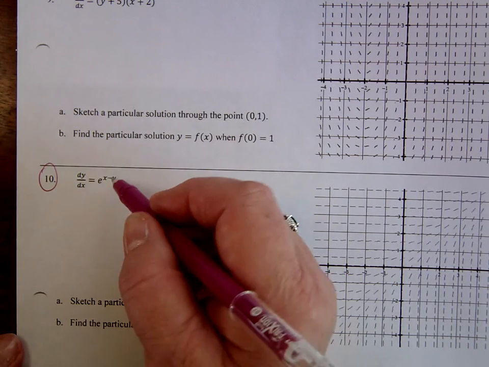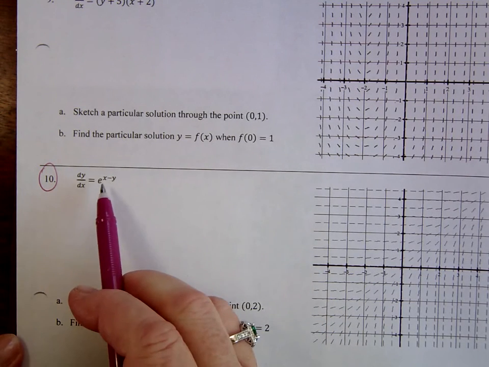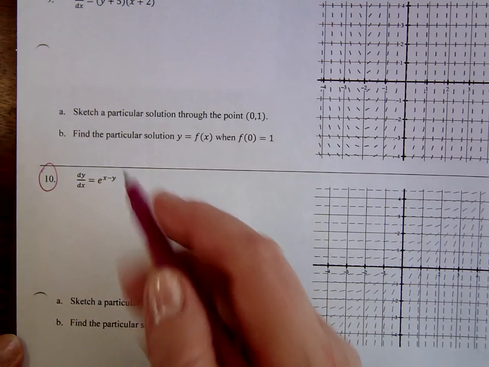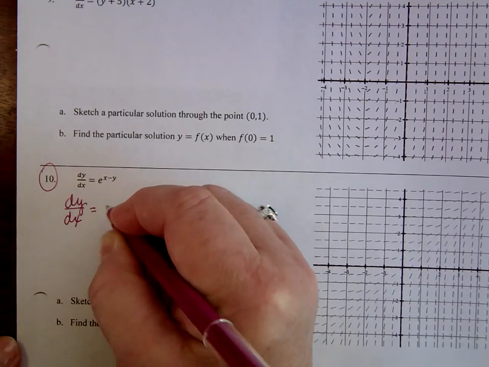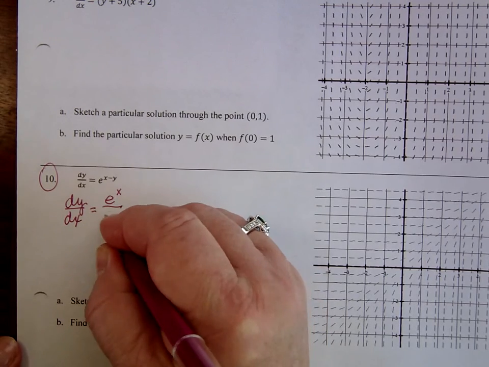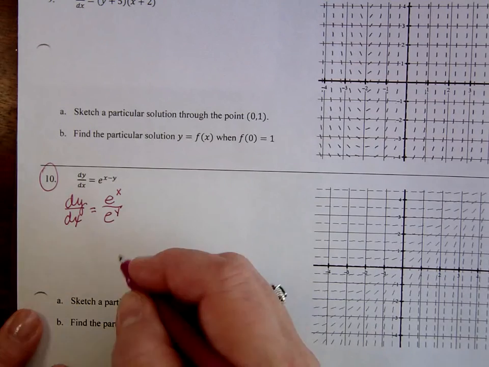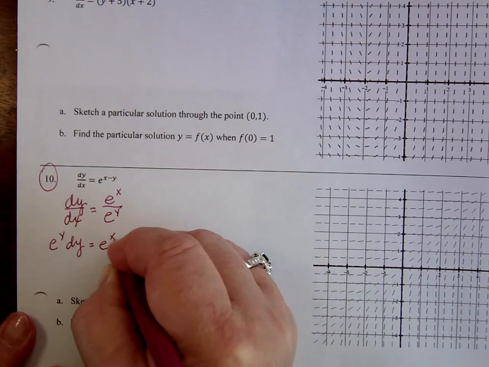I somehow need to undo this exponent. And if you remember with exponents, when you're adding them, it's like multiplying, but when you're subtracting, it's like dividing. So really this is equivalent to dy over dx on the left, e to the x divided by e to the y. And if you can remember that little rule from exponents, that makes this problem way easier. Because now if I cross multiply, look at what I'll have. I'll have e to the y dy equals e to the x dx.